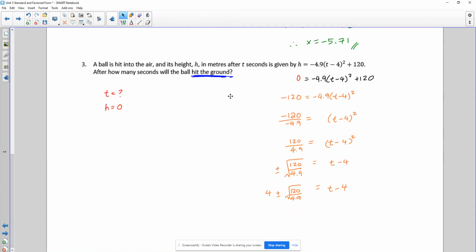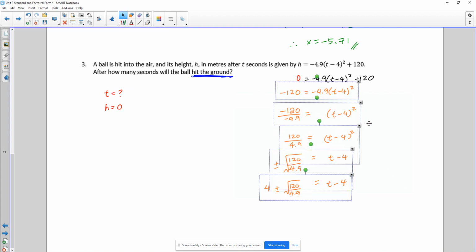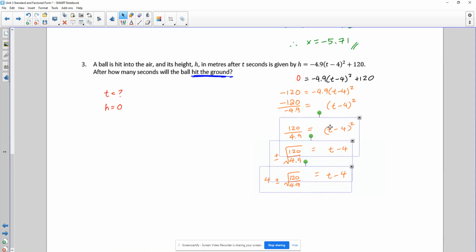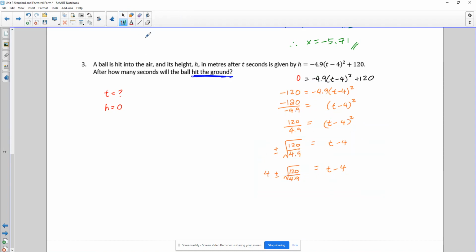Okay. Am I done? Absolutely not. Okay, we still need to come up with the two answers. Just trying to move these higher so I have more space. Okay, so t is therefore equal to 4 plus square root 120 over 4.9. So let me punch that in on the calculator. I got 4 plus square root brackets 120 divided by 4.9 and bracket, enter. And I have 8.95.